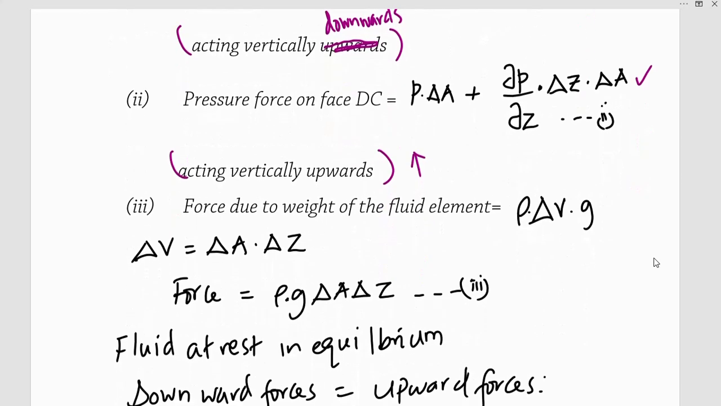Now, we also talked about the force due to the weight of the fluid element. We know that the force due to a fluid is always the density of the fluid times the volume of the fluid times the acceleration due to gravity. If I consider that fluid element, I will take a small volume, which is delta V. But we also know delta V is the cross-section area times the thickness, or the vertical distance you travel to cover the fluid element from top to bottom, and this gives delta A times delta Z. If I substitute it in here, I get my force due to weight as rho G times delta A times delta Z.